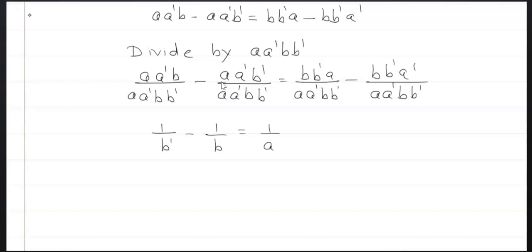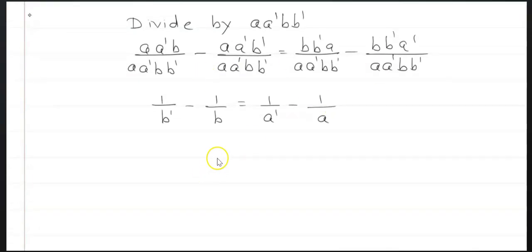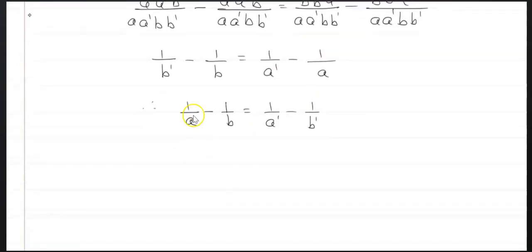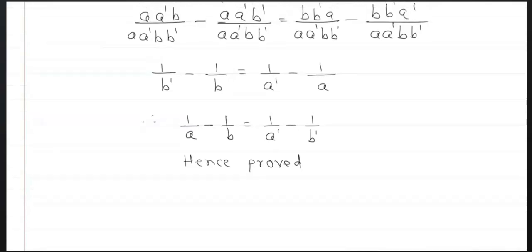Therefore, we'll get 1 upon b dash minus 1 upon b is equals to 1 upon a dash minus 1 upon a. Rearranging the terms, bringing this minus 1 upon a to the left hand side, it becomes 1 upon a minus 1 upon b is equals to 1 upon a dash minus 1 upon b dash. Hence, it is proved.